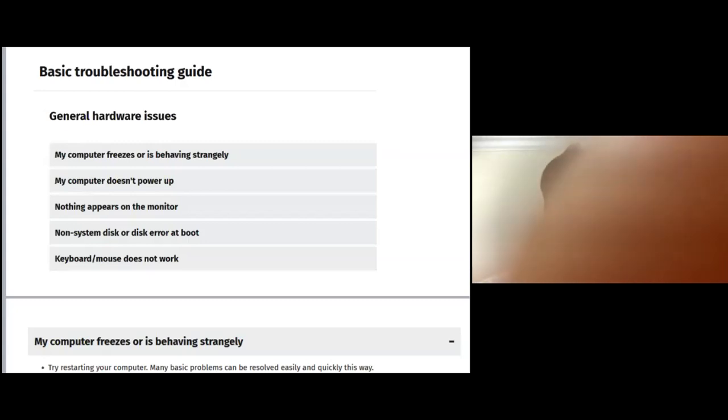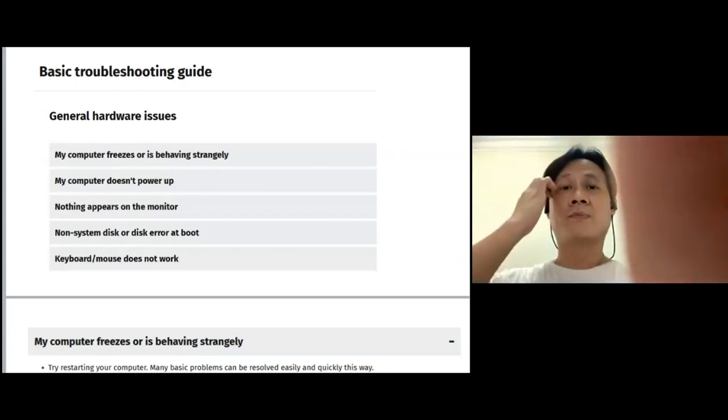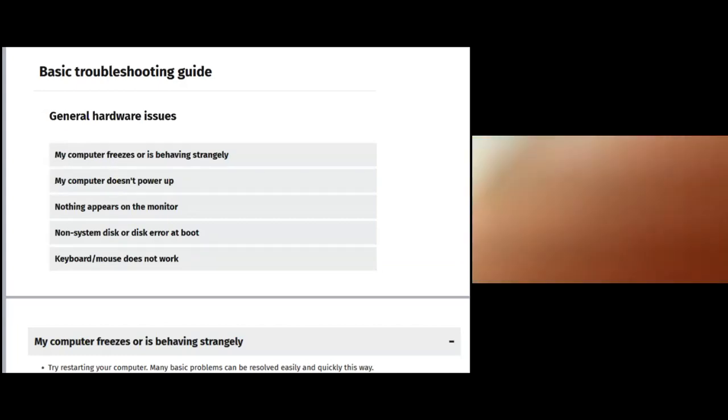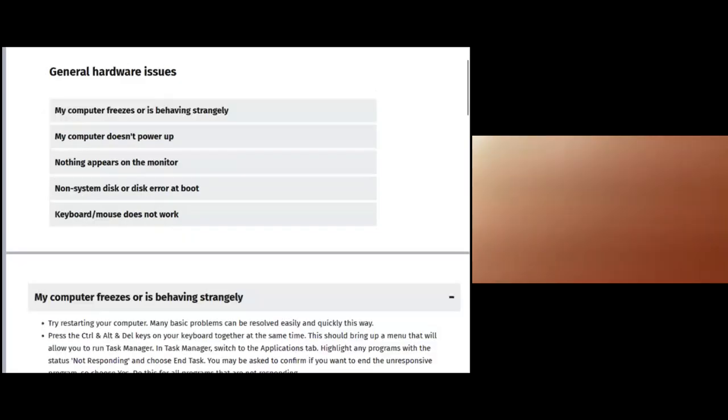Okay, then the second one is another issue: a computer cannot power up. And then the third one will be your monitor is blacked out, you can't see anything. And then the fourth one, maybe you cannot boot up your PC or your laptop. And then another one is why suddenly our keyboard or mouse does not work. So these are very common hardware issues that we face every day when we're using our computer.